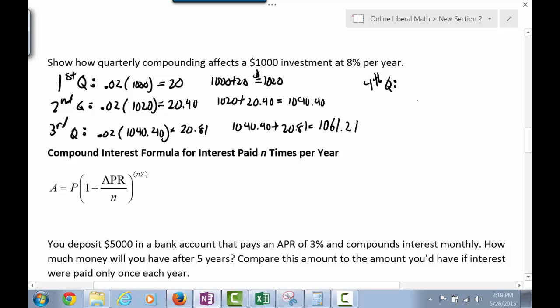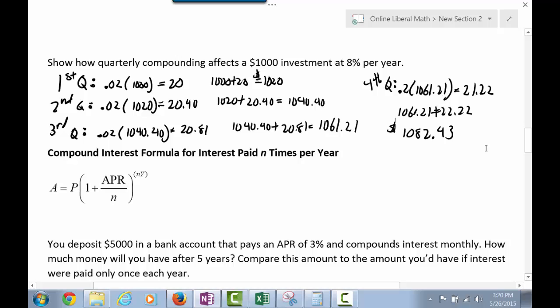And then the last quarter, so the last 3 months, this puts me at the end of the first year. I get 2% times the 1,061, which is 21.22. And I'm going to add that to the 1,061 for a grand total of 1,082.43. Okay, so I have $1,082.43 just sitting in my account, and I've made over $80 just letting it sit there.